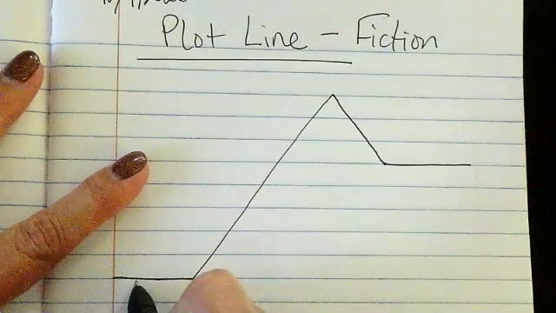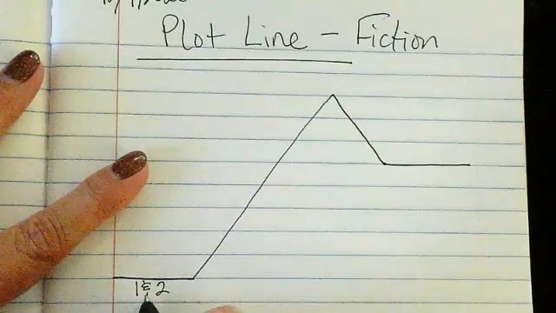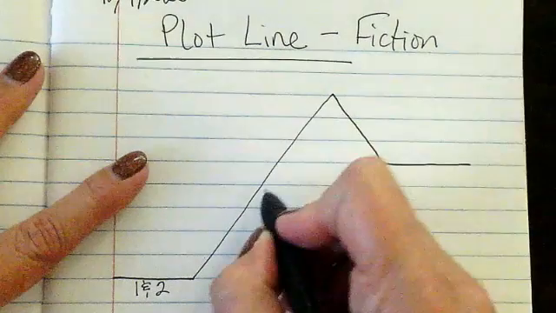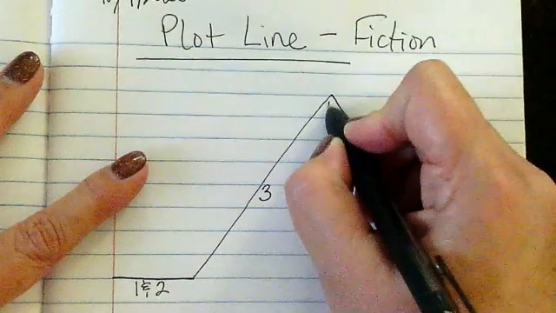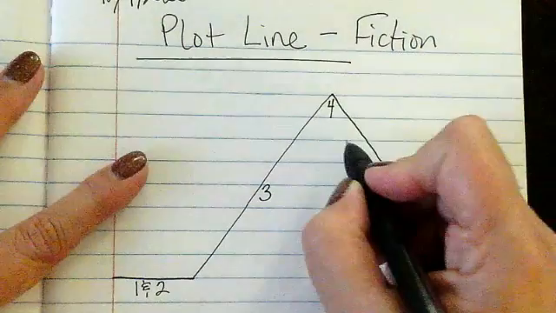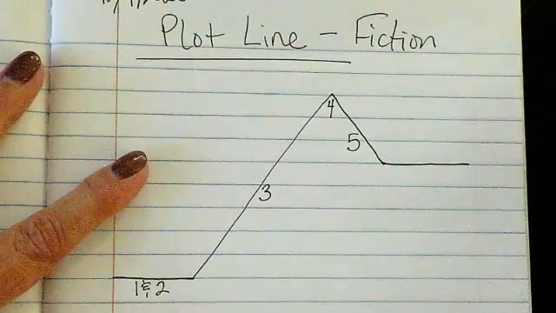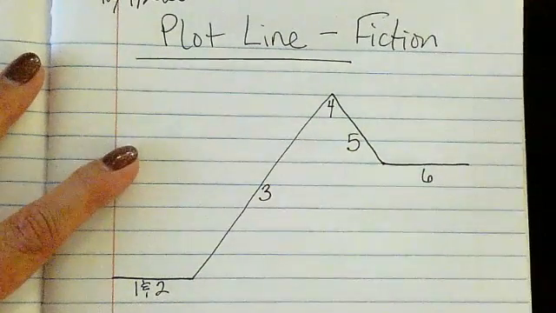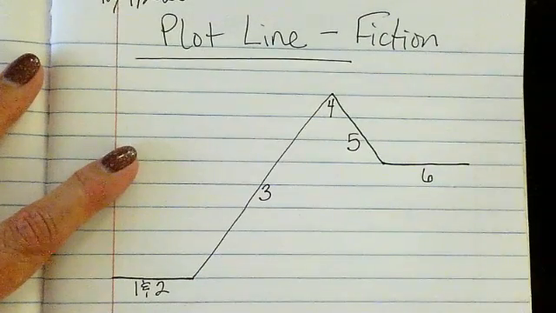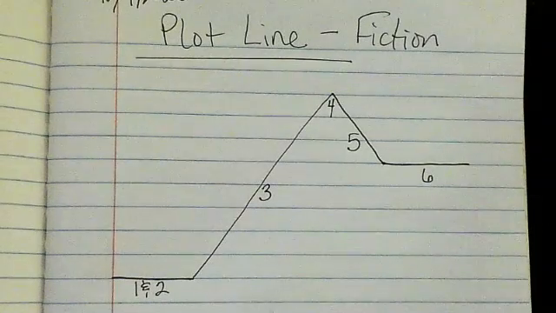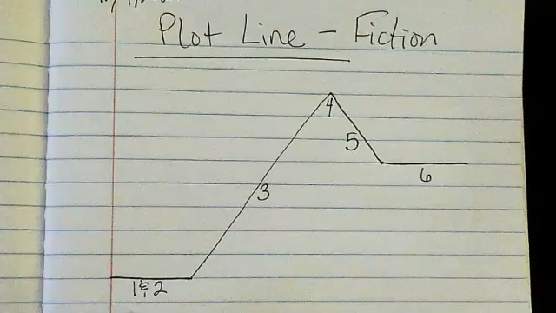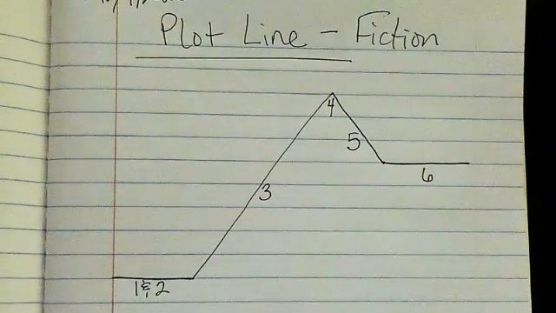Down here, I'd like you to write the numbers 1 and 2. This crazy little sign stands for and. Over here on this slope, I'd like you to write 3. Right here at the peak is 4. Coming down is 5. And then underneath over here is 6. So 1, 2, 3, 4, 5, and 6. There's 6 different elements that you need to know in a fiction story. 1 and 2 go together, and they make up one of the plot elements, but they're separate things, so I want you to make sure that you have the numbers.